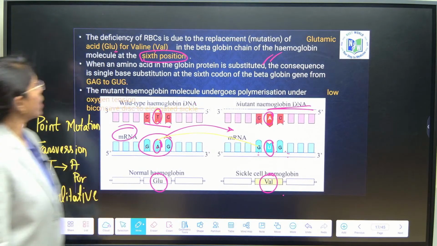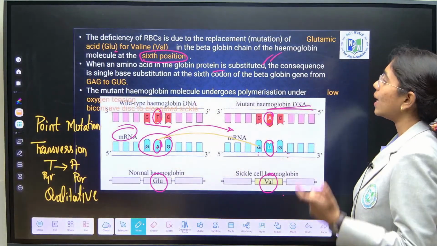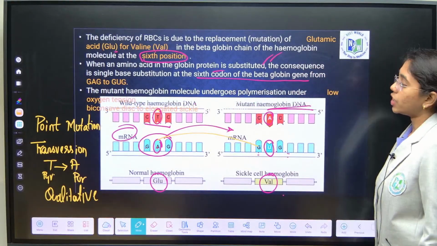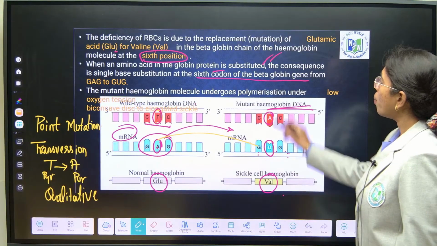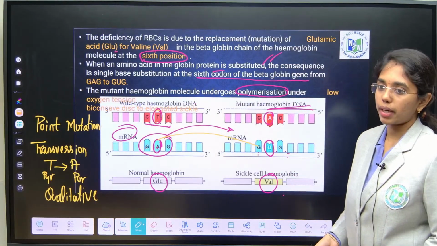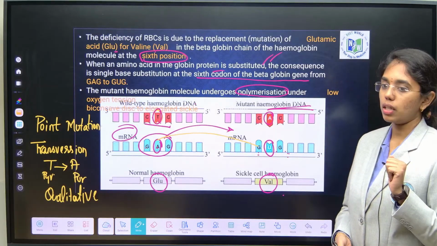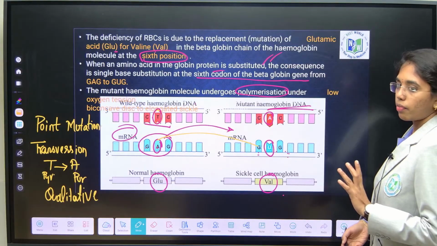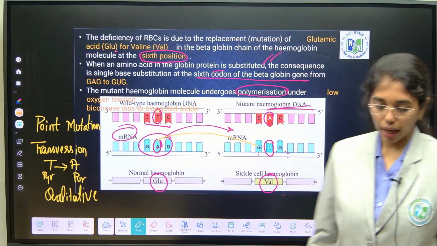Now, here you see, when an amino acid of the globin protein is substituted, the consequence is a single base substitution at the 6th position of the beta globin gene, that is GAG to GUG. The mutant hemoglobin molecule undergoes polymerization under oxygen tension. Oxygen tension will be created because oxygen is not transported properly, because of the change in shape of RBC from round biconcave to sickle shape. Take down the points quickly. Then we will move on to thalassemia and phenylketonuria.